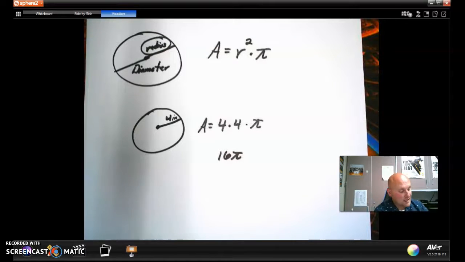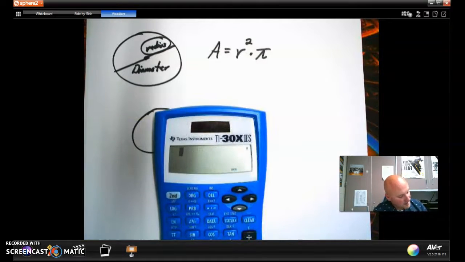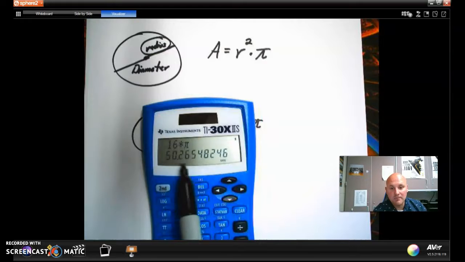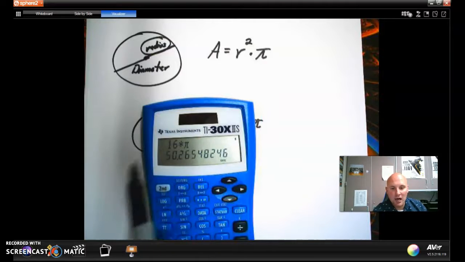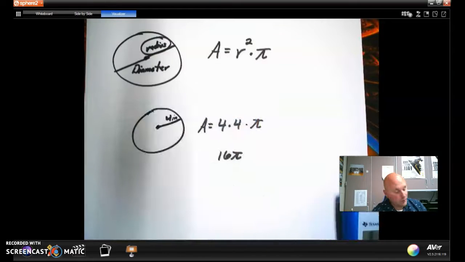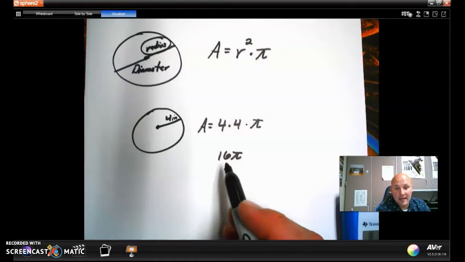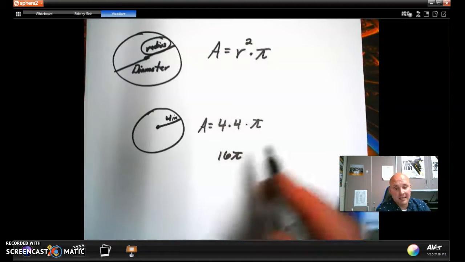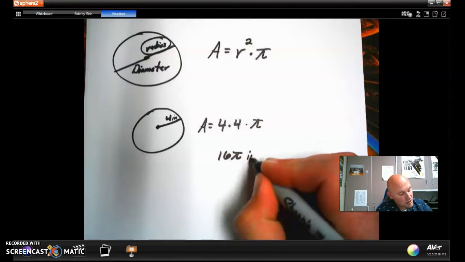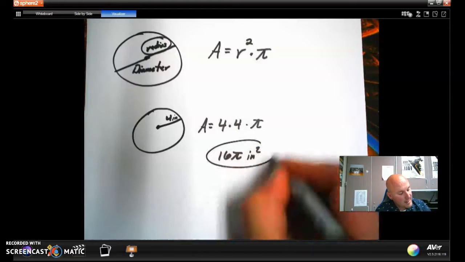However, if I take 16 and actually times it by pi, so if I go 16 times and I hit the pi button right here, I get this long, nasty decimal. And that makes it really hard for rounding and for doing further math. So mathematicians just leave it alone. They know the answer is 16 pi, and if they really want it, they know how to get it. But they're just going to leave it just like that, 16 pi inches squared, and that's the answer.